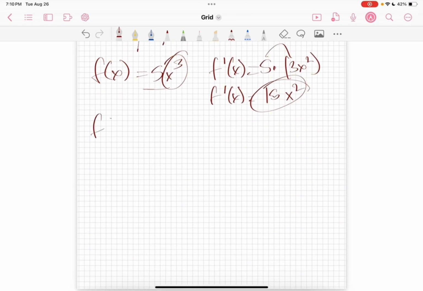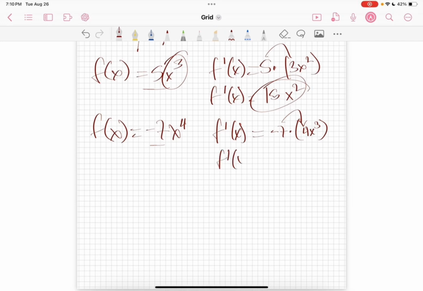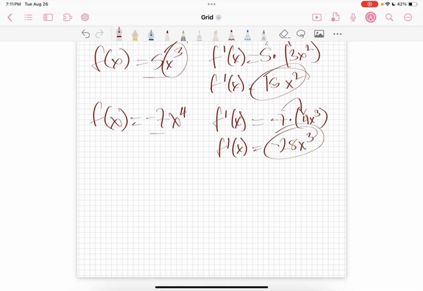Number 2, we use a negative number this time, negative 7x to the power of 4. So same thing for f prime of x, you keep that constant in front, negative 7 times the derivative of x to the power of 4, which is 4x cubed. Now multiply negative 7 by 4, which equals negative 28x cubed. And that is your answer for number 2.